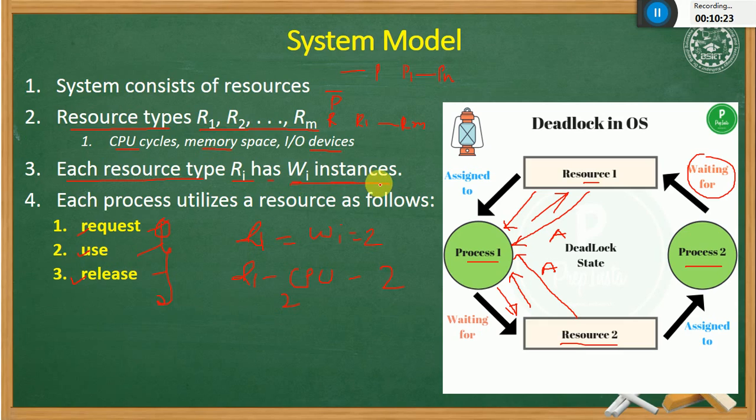Then the instance of the resource is very important. Suppose in your operating system or in your system there are two CPUs, then the instance of the R1 CPU resource, WCPU, is 2. So that is how many resource instances are available, meaning in what quantity the resource is available. If RI is a CPU, then its WI, meaning how many of resource I are physically available, is 2. So WI will be 2, and that we call the instance.